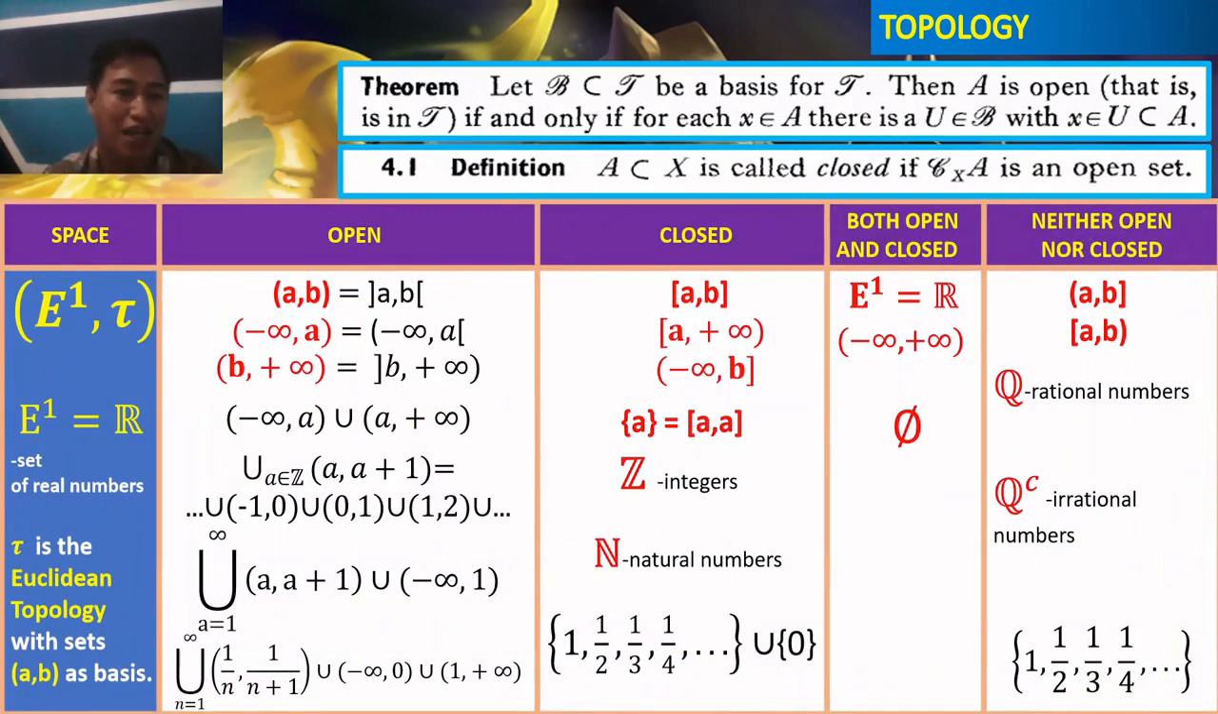Okay, we have our Euclidean topology, tau, in here. So this is the space E1, tau, where E1 is equal to the set of real numbers, R. Tau is the Euclidean topology with the sets (a, b) as bases. So open intervals ang atong bases, diri sa atong Euclidean topology. Okay class, actually this is also called the standard topology on the set of real numbers.